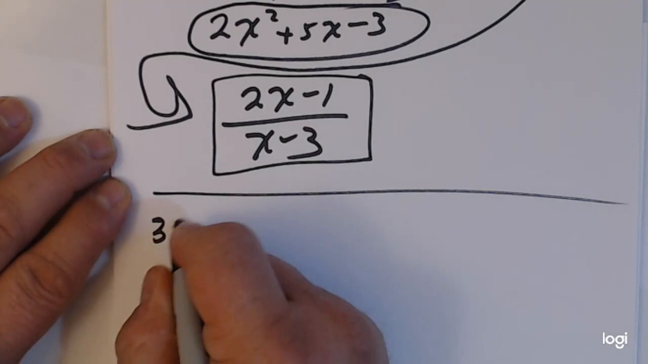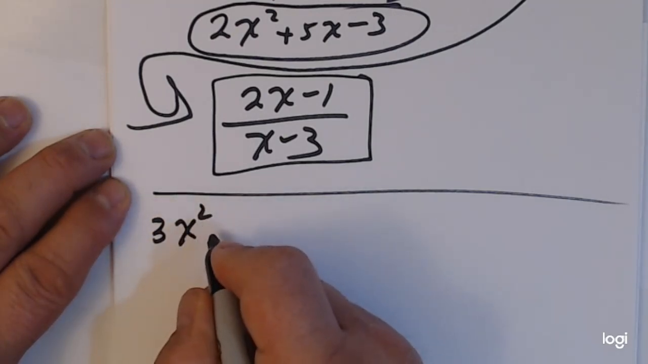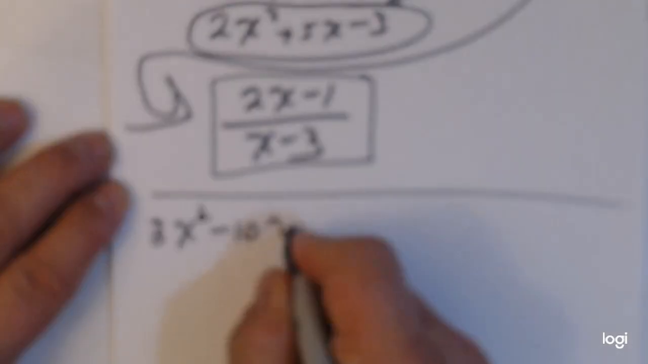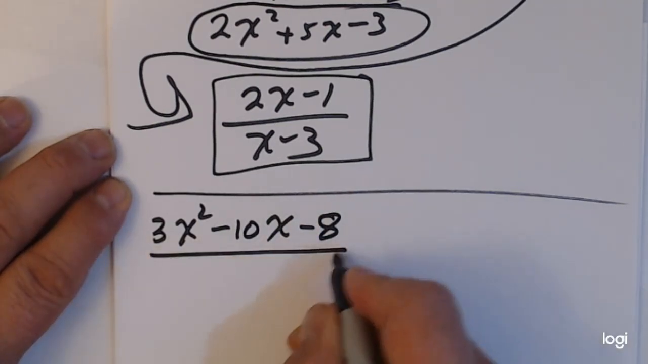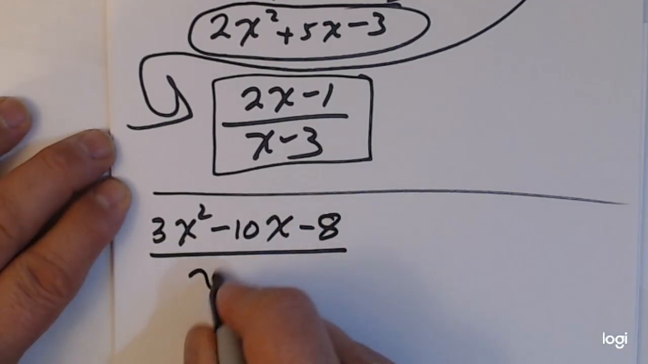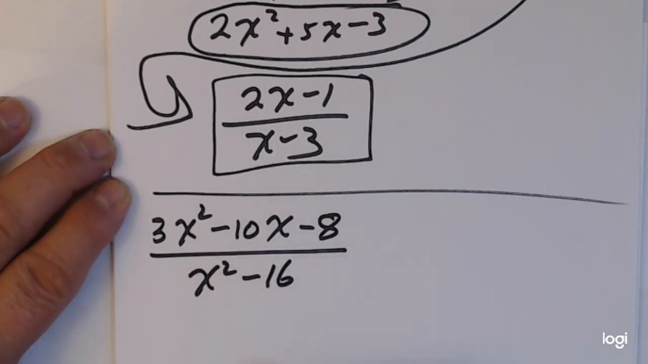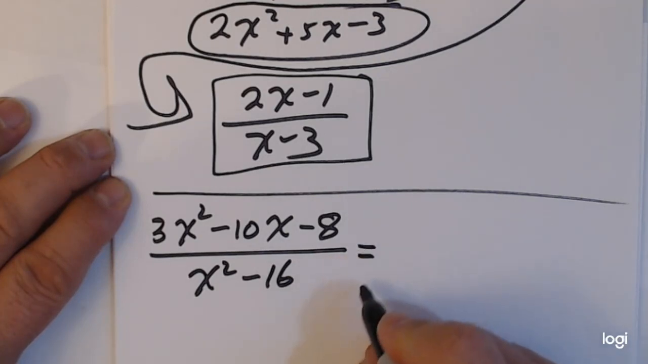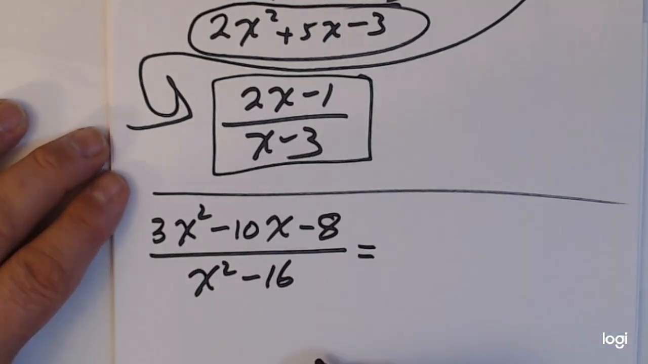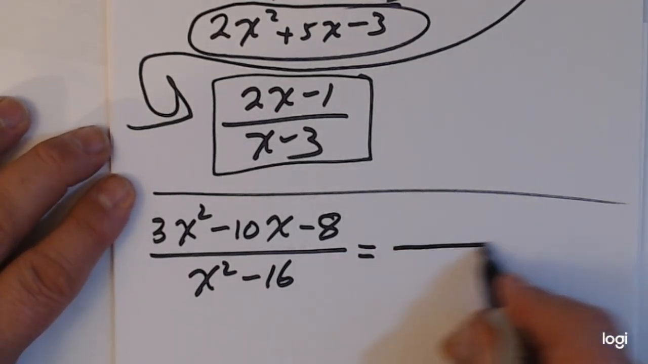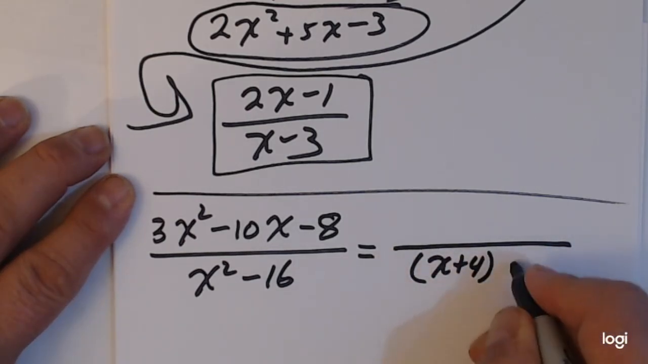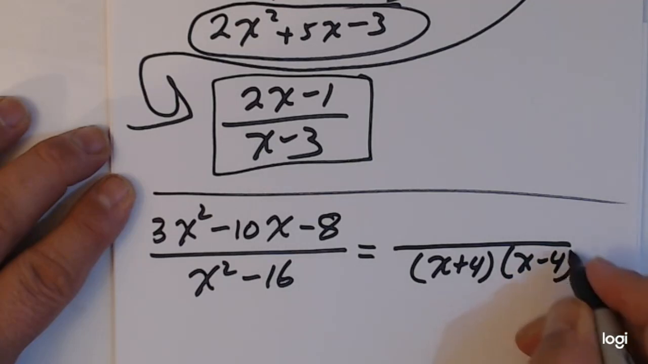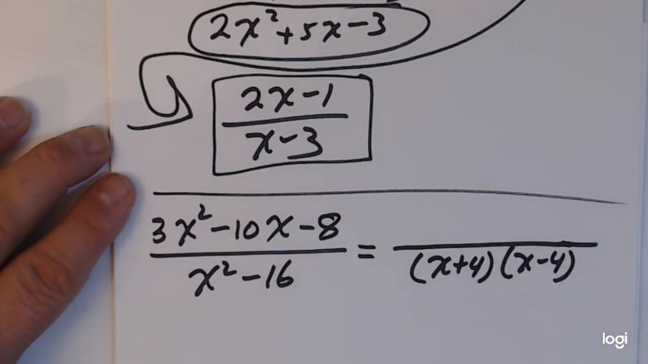3x squared minus 10x minus 8 over x squared minus 16. So again, I think we should deal with the denominator first here. That gives us x plus 4 and x minus 4, since it's the difference between squares.